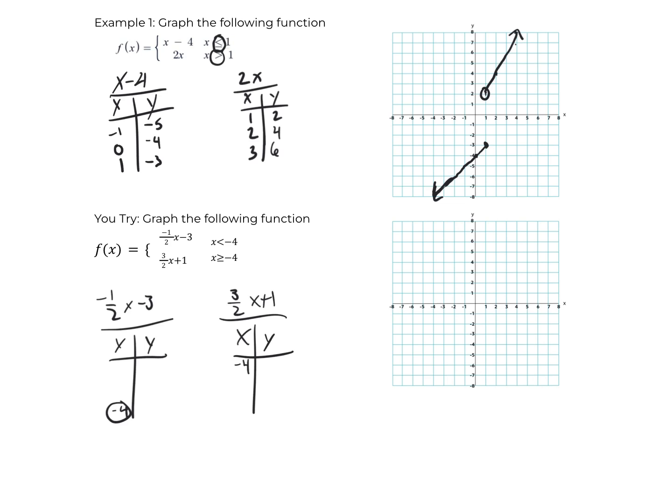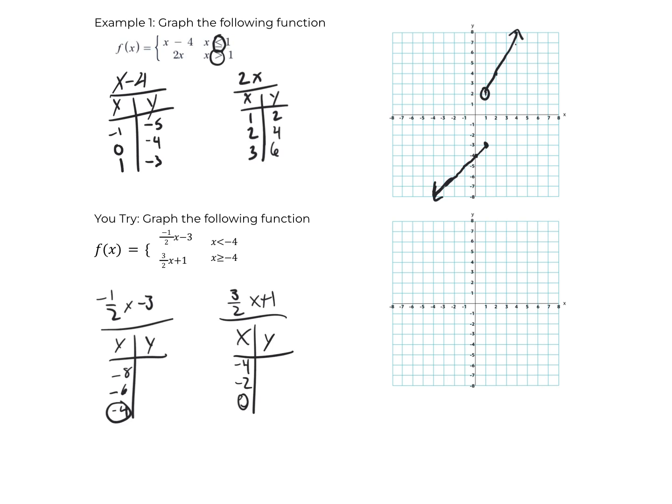So now I need to find points to the left of negative 4. I'm going to pick points that are divisible by 2, since we're going to be multiplying by a half. So I'm going to pick negative 6 and negative 8. I'm going to pick negative 2 and 0 for my other 2 points.